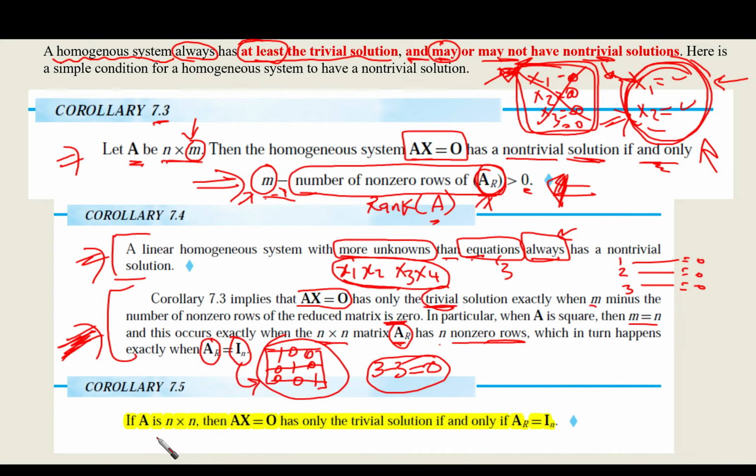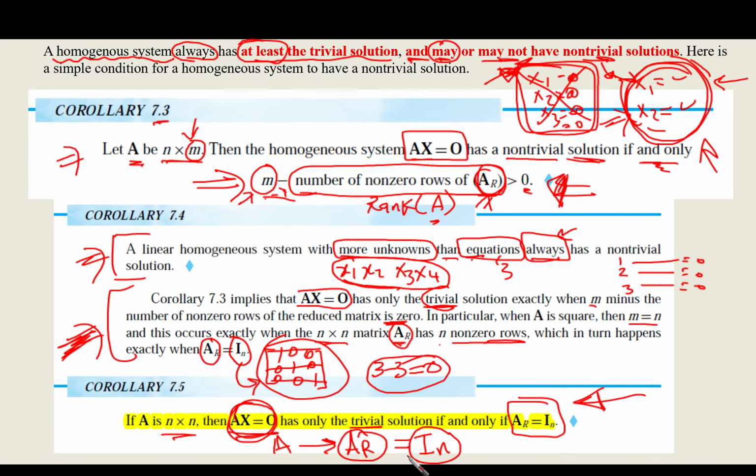So if A is n by n, then AX equal to 0, which is the homogeneous linear system, has only a trivial solution if and only if AR equals In. That's what I want you to remember and memorize. Whenever we reduce A in order to obtain AR, if we find AR is In, which is the identity matrix, this means we are falling into the trivial solution. The system has a trivial solution.